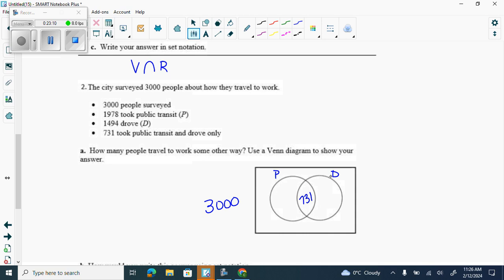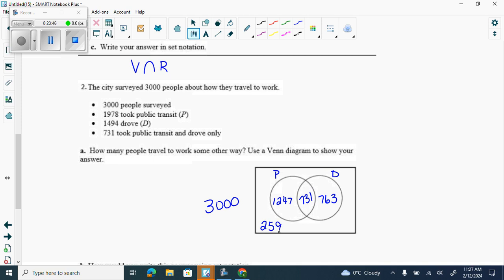1978 minus 731, what's left in public transit only? 1247. And then 1494 minus 731? 763. Okay, cool. How many on the outside? 259. Thanks, guys. We got there.